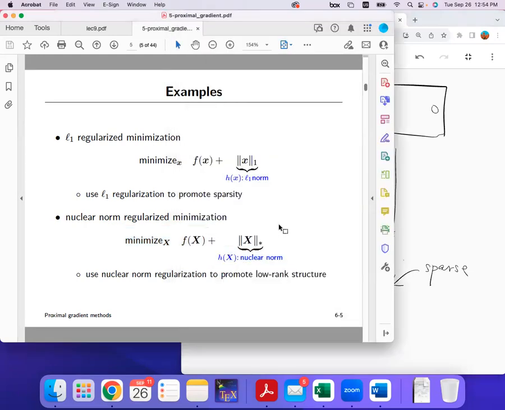Okay, so this nuclear norm, you can view it as a matrix version of the L1 norm, where it's basically the L1 norm of the singular values. Okay, so we put this norm to promote a low rank solution.